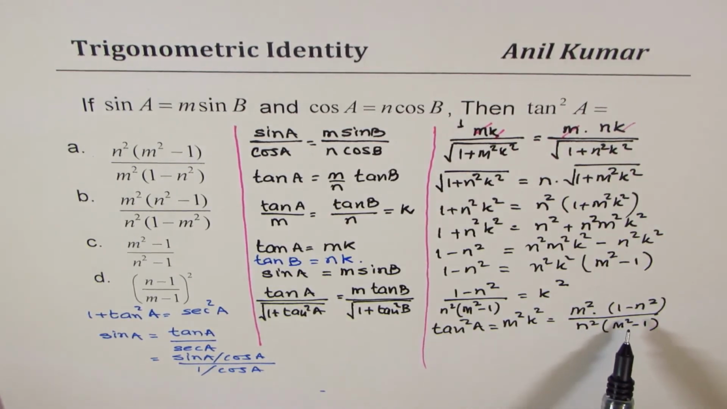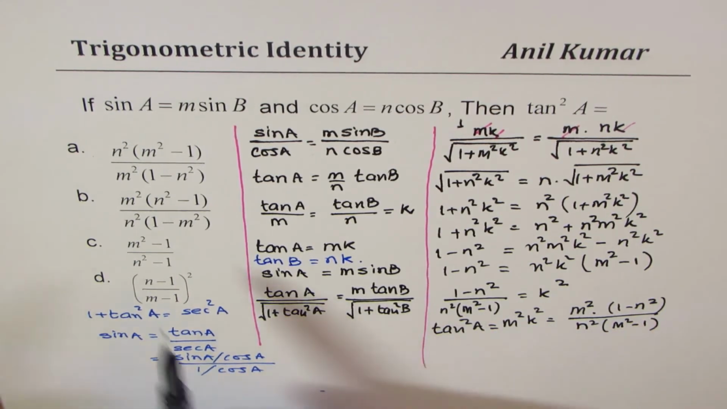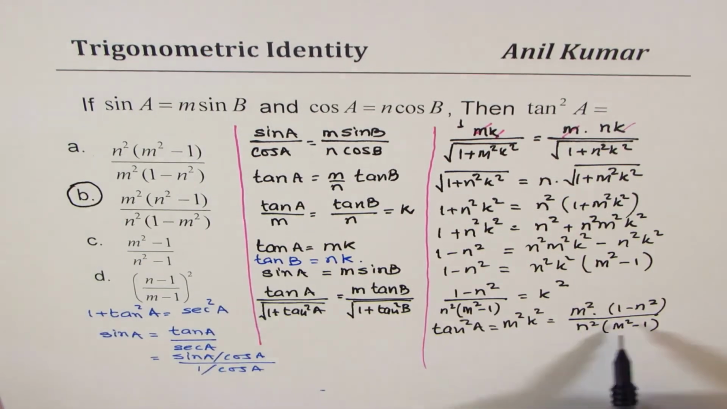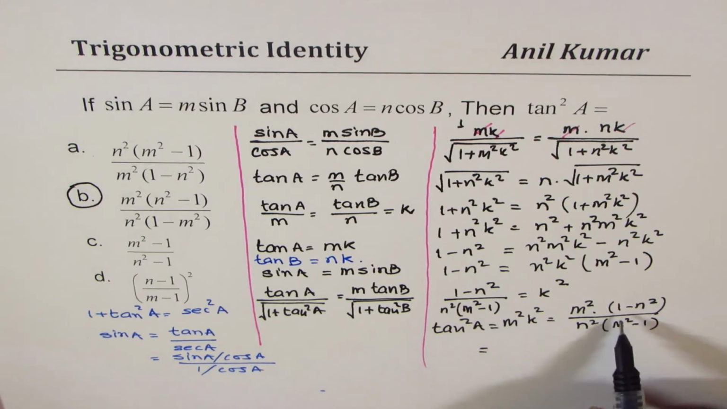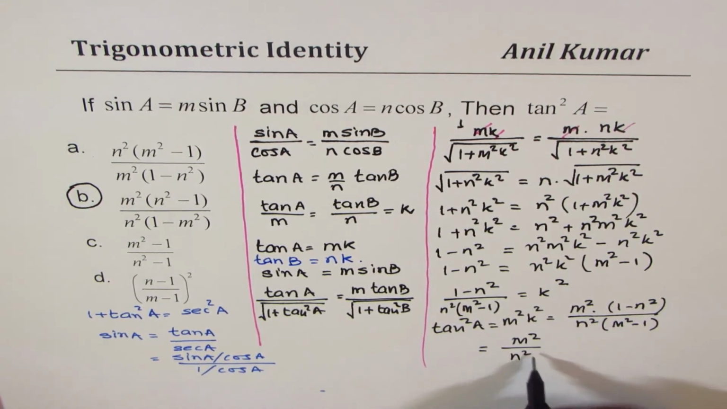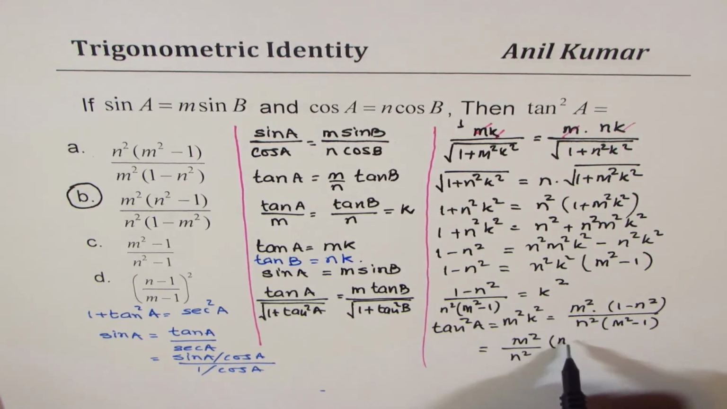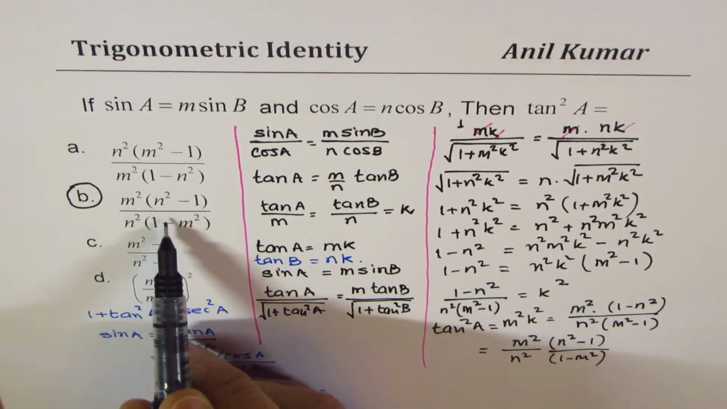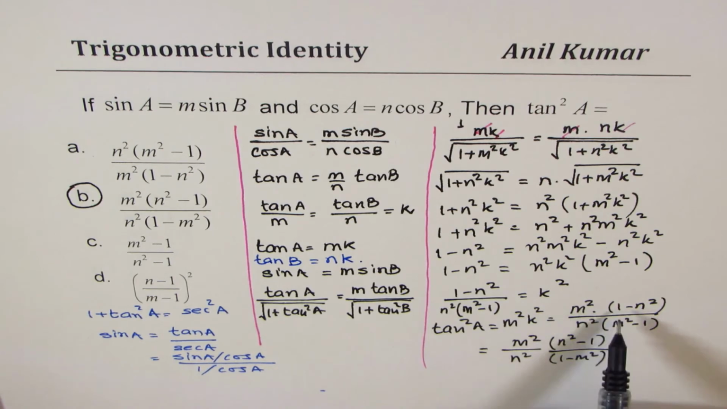Now, to match this up, we could take minus minus and rearrange this, right? Because this option is exactly the same. However, it's written in the negative form. So if I factor out negative, I get m square over n square times n square minus 1 divided by 1 minus m square, correct? So now it matches perfectly. Do you see that? So I just took negative, factored it out, and we got our result.